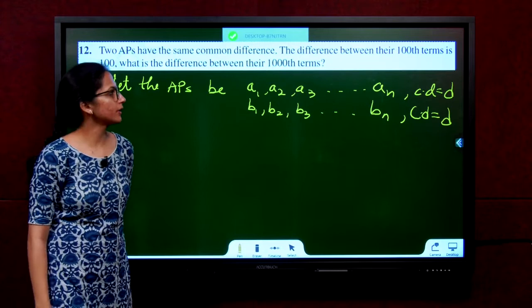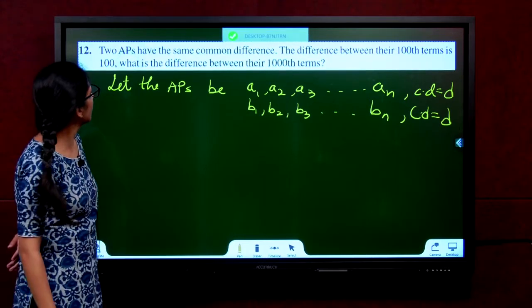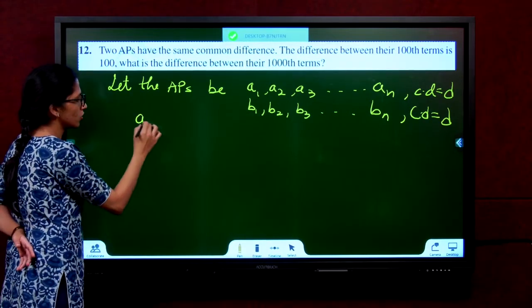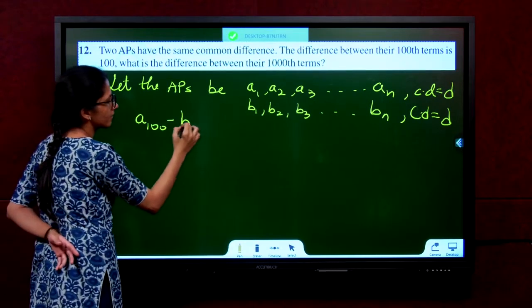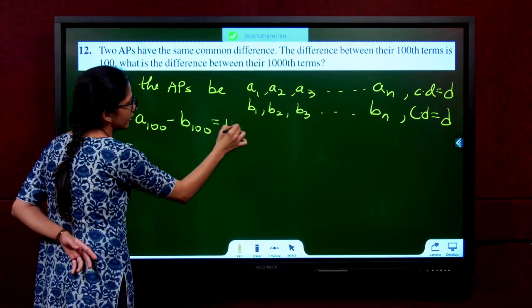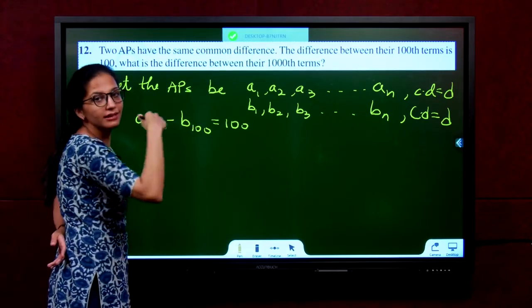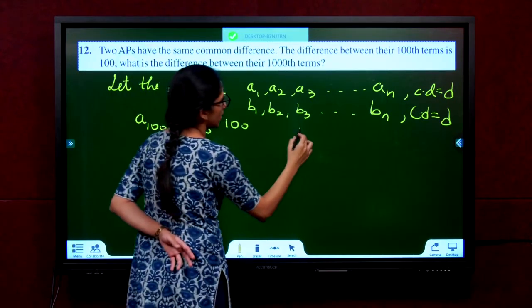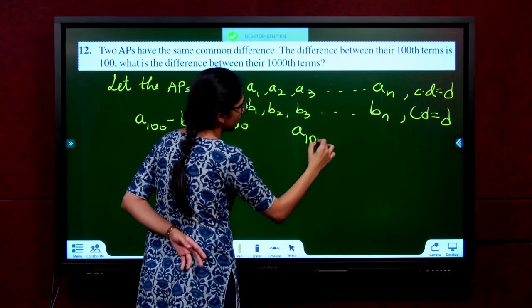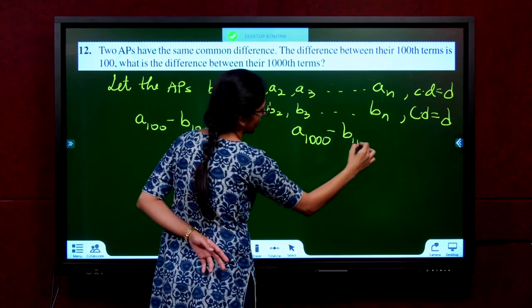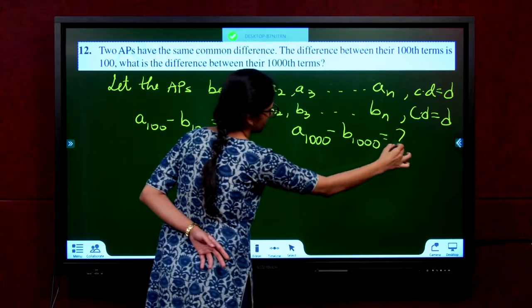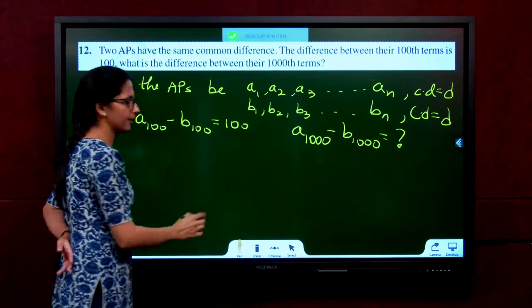The difference between their 100th terms is 100. So A100 minus B100 is 100, as given in the question. What is the difference between their 1000th terms? So what will be A1000 minus B1000? I hope this is clear.